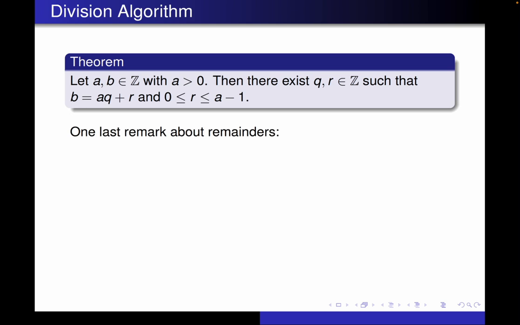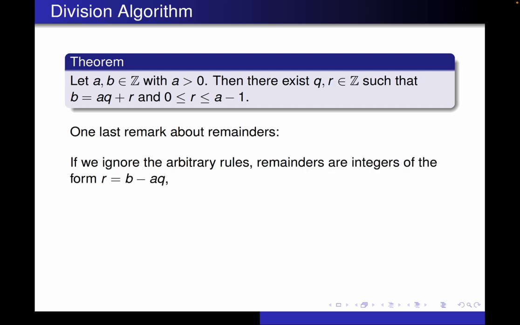So I want to make one last remark about remainders. If we ignore our arbitrary rules about remainders, about aq being less than or equal to b and q being as big as possible, then the remainders are integers of the form r equals b minus aq. So if we're looking at remainders without our other rules, that's exactly what a remainder is. And you can see there's a ton of remainders. There's a different remainder for each value of q, where q is an integer.